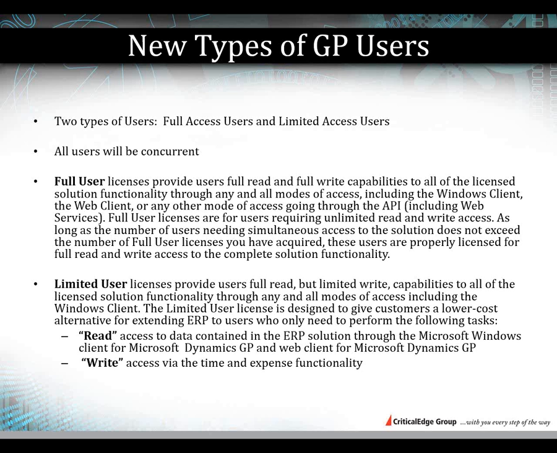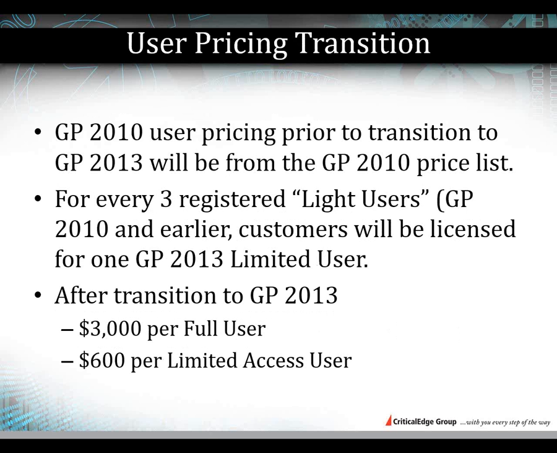And that is an entirely new concept, to have a limited user that can go into GP. And all of the users, whether they're a full user or a limited user, will be licensed by concurrent count, which means that the whole concept of a named light user goes away with this version. If you're on GP 2010 and you want to purchase new users, you're going to be purchasing new users off the price list as it exists today. So whatever your price as a GP 2010 user is, that is what you would be buying.